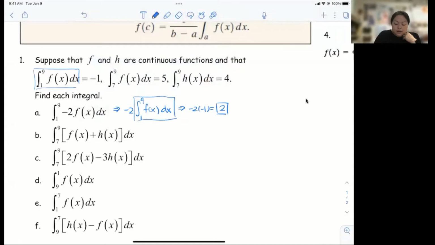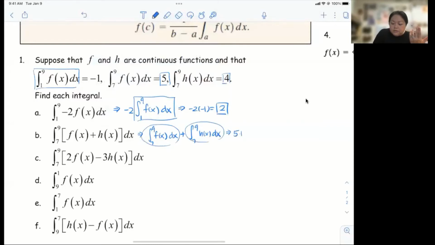Next piece says, I want to look at the integral from 7 to 9 of f of x plus h of x. So you can split it. You can split integrals just like we did with summations. You can split it so it's the integral from 7 to 9 of f of x dx plus the integral from 7 to 9 of h of x dx, like so. Now you can say, this piece right here is equal to 5, and this piece right here is equal to 4. So plus 4, and my total area is 9.